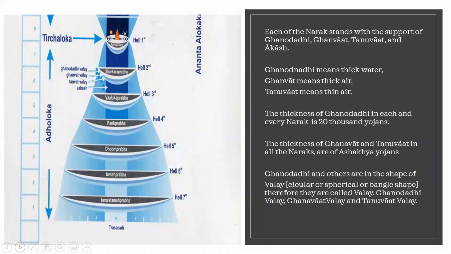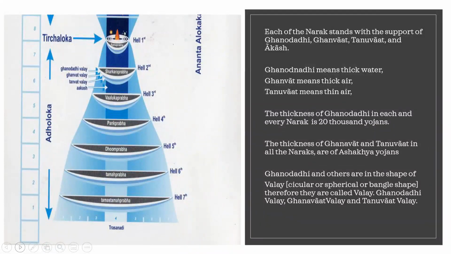So if you see each of the Narkavas, the bhumi or the land of each Narak is supported by four layers. The first layer is known as Ganodadi, below Ganodadi you have Ganvat, below Ganvat you have Tanvat, and below Tanvat you have Akash. So what is Ganodadi? Ganodadi is a thick layer of liquid water. Then Ganvat is a thick layer of air. Tanvat is a thin layer of air, and Akash is just the empty space. So each Narkavas is supported by these four layers.